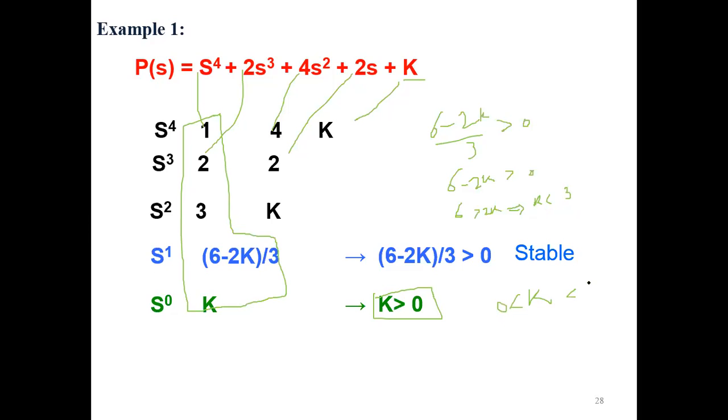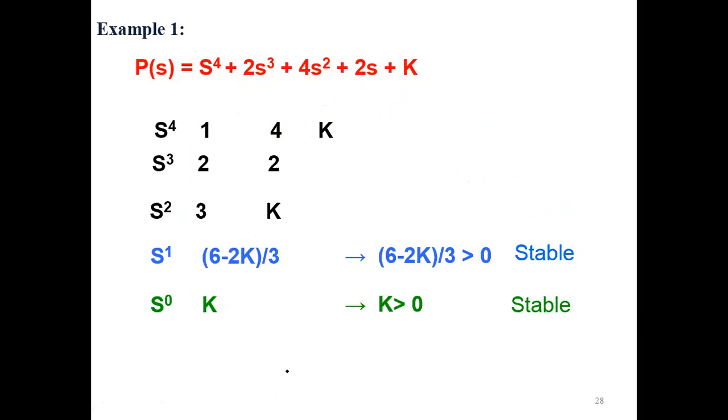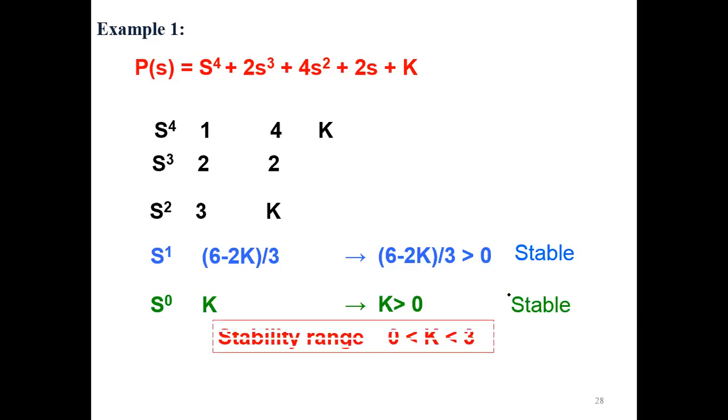to 3. If the value is above or below this range, we cannot be sure that the system will be marginally stable or unstable. So for this range, the system will be stable. Stability range is from 0 to 3.